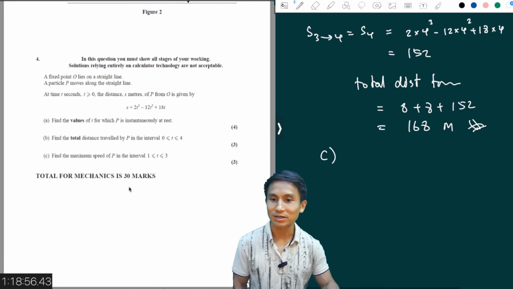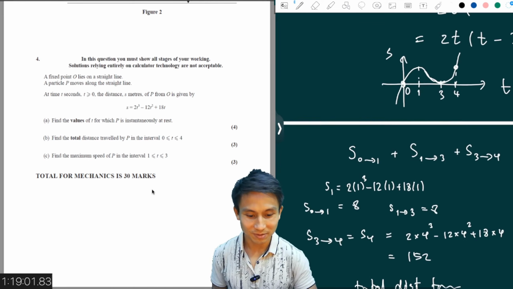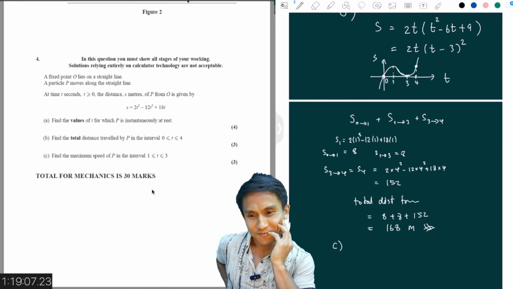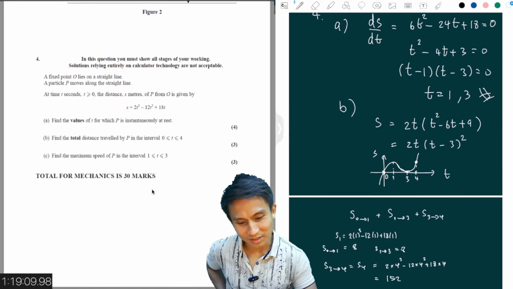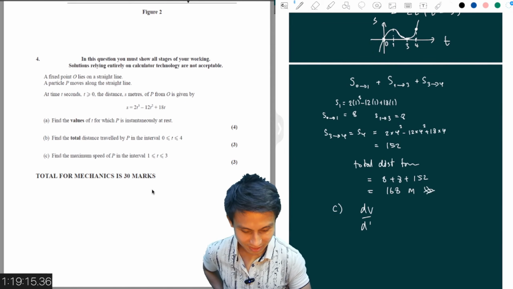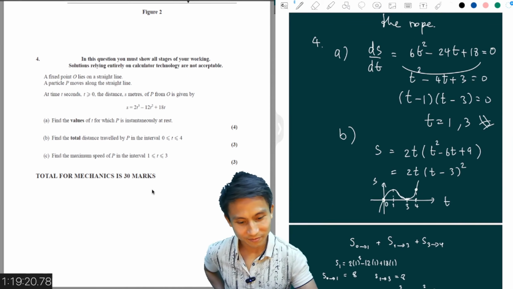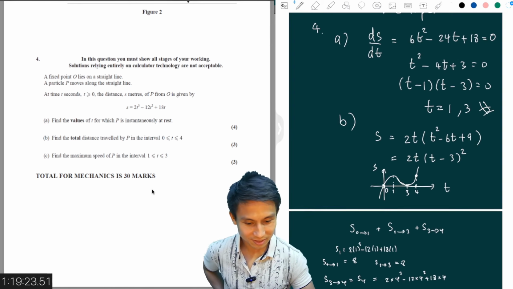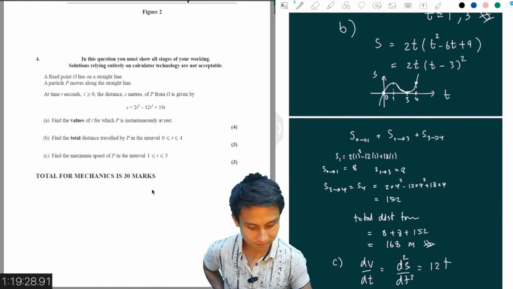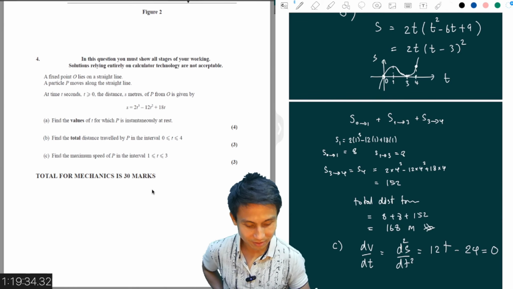Part C. Find the maximum speed of P in the interval 1 to 3. Maximum speed, maximum gradient. Okay, so yeah, we need to take the first derivative here, guys, and differentiate it again, basically. So dv by dt is d squared s by dt squared, just basically the second derivative of this, and equate that to 0. So differentiating that, we get 12t minus 24, right? And we're going to equate that to 0.